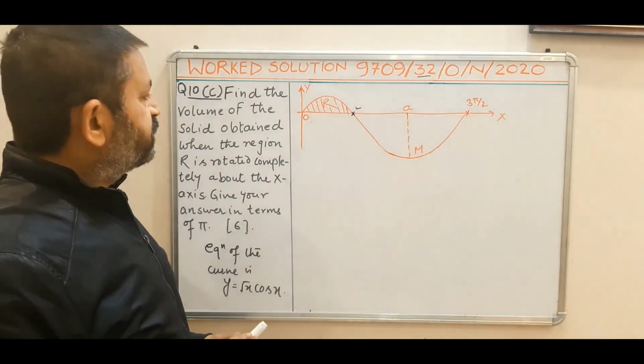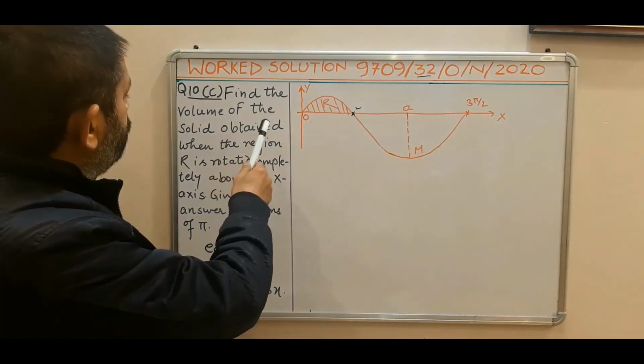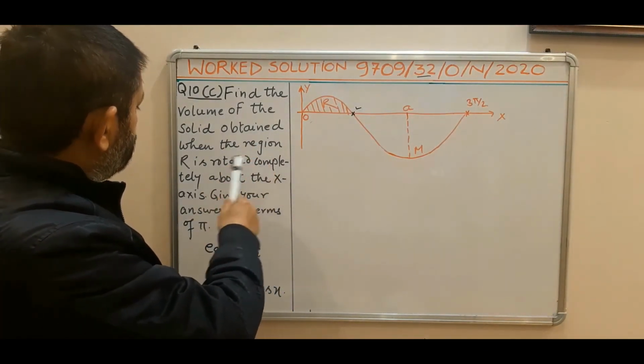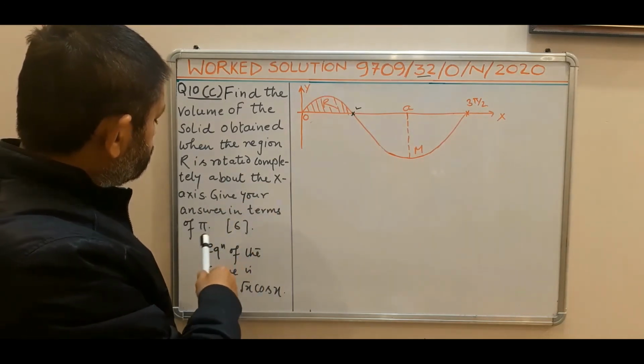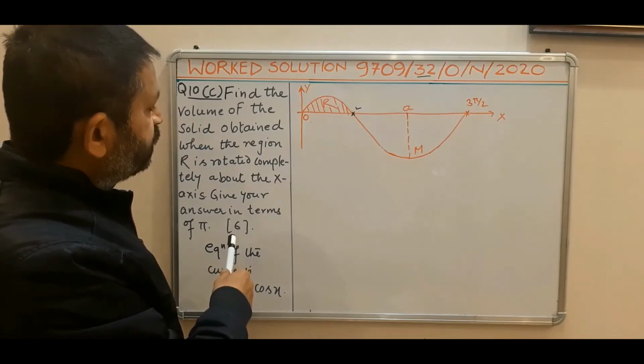Question number 10, C part. Find the volume of the solid obtained when the region R is rotated completely about the x-axis. Give your answer in terms of pi. This question carries 6 marks.